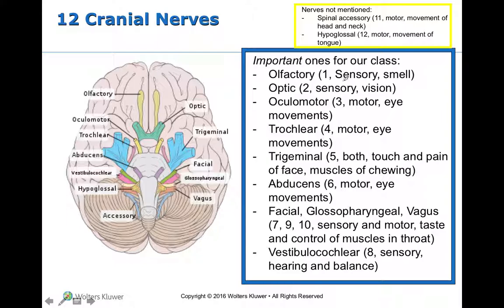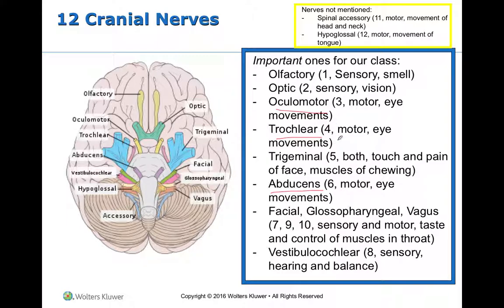But the important ones for our class are the olfactory nerve, which is cranial nerve 1. This is a sensory nerve and it's conveying the sense of smell. The optic nerve is cranial nerve 2, which is a sensory nerve carrying vision, or the ability of our eyes to bring in visual stimuli. The oculomotor nerve, which is cranial nerve 3, is a motor nerve and it allows for eye movements along with the trochlear and the abducens nerve. The oculomotor, trochlear, and abducens all convey different degrees of eye movements.